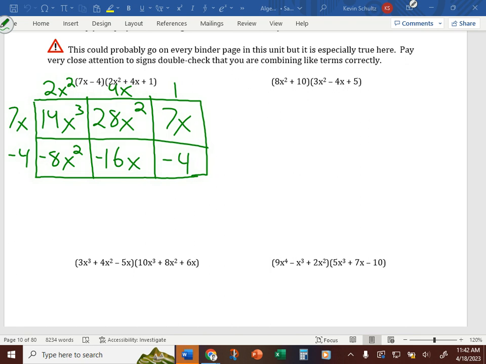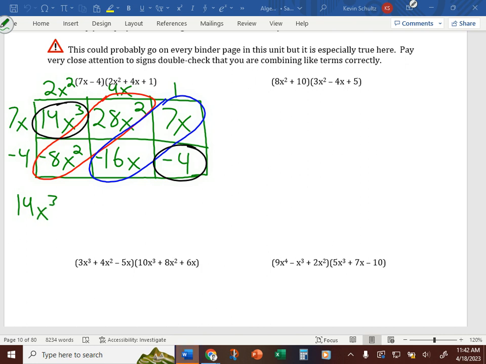We've done the multiplying. What like terms do we have, Shay? 28x squared, -8x squared, and -16x, 7x. Okay, good. Anything that has that same variable, the same power, can be combined. In this case, we got -8x squared with 28x squared, and then -16x and 7x. This 14x cubed and -4, they don't combine with anything. Right? There are no other like terms with them.